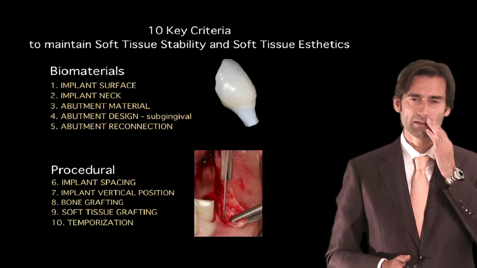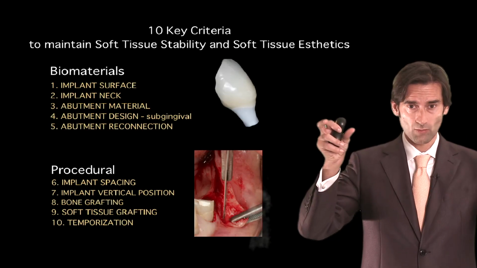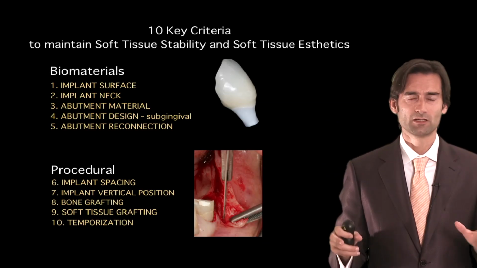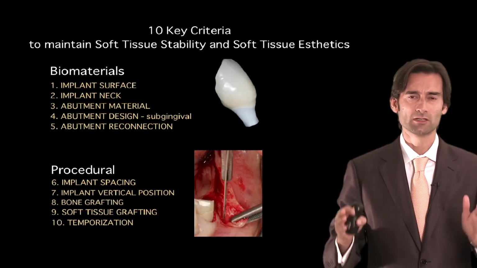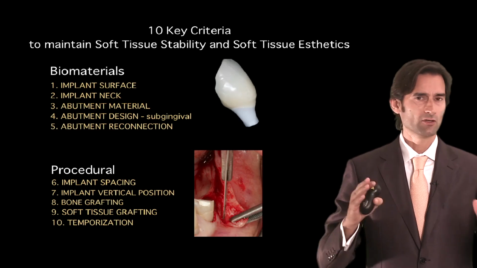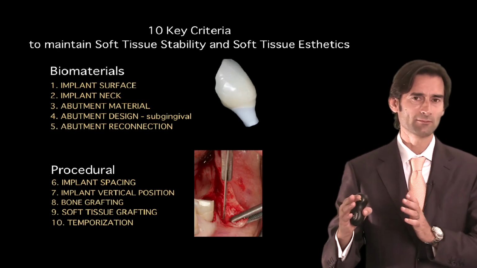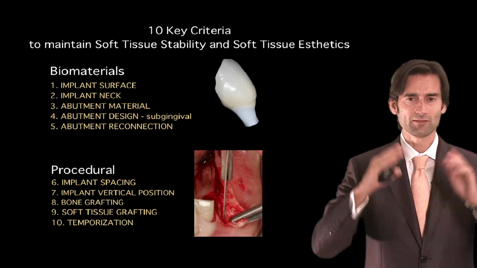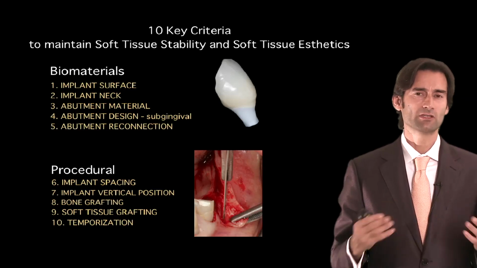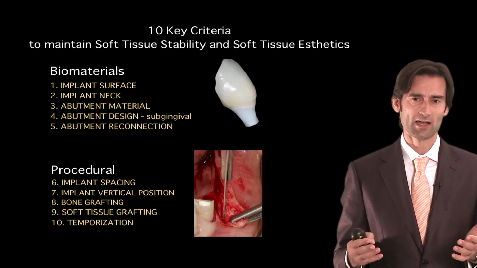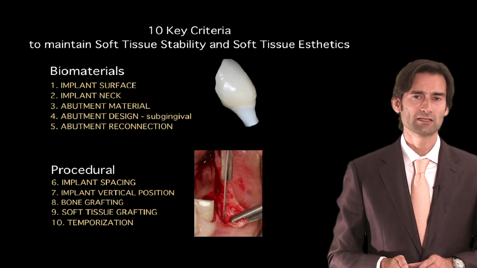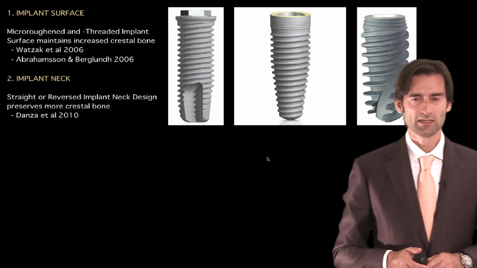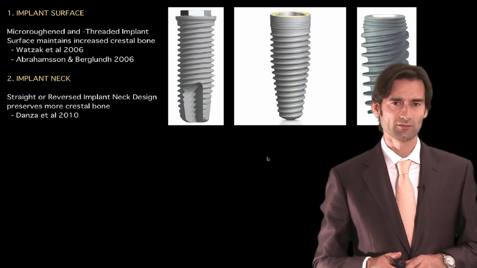And I've put this into 2 groups. One group is the biomaterial group. So those will be the implant components, those will be the abutments, those will be the different designs of abutments and materials. And then I have a second group, which is really the procedural group, which is what we do in practice. And I'll go through all of these step by step. So let's start off with the components first of all.